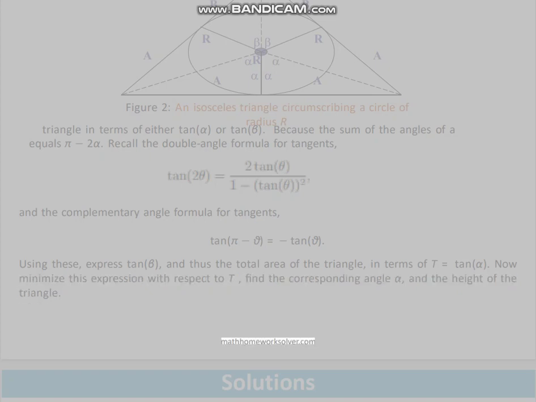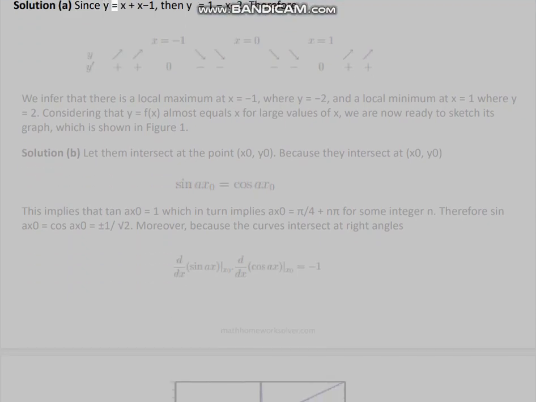Solution A. Since y = x + 1/(x - 1), then y' = 1 - 1/(x - 2)². Therefore, we infer that there is a local maximum at x = -1, where y = -2, and a local minimum at x = 1 where y = 2. Considering that y = f(x) is almost equal to x for large values of x, we are now ready to sketch its graph, which is shown in Figure 1.